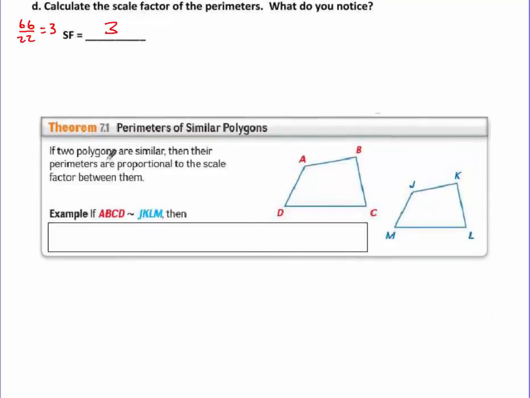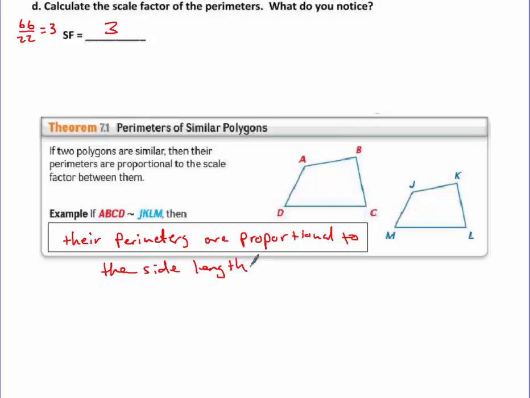Okay, so we have a little theorem here about the perimeter of similar polygons, and it says if two polygons are similar, then their perimeters are proportional to the scale factor between them. So if ABCD is similar to JKLM, then, we'll just make it a little simpler, their perimeters are proportional to the side lengths. That might be easier for you to understand when you're looking back at your note.